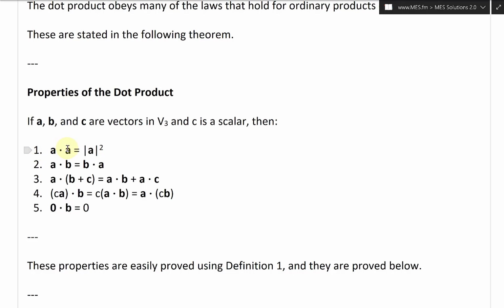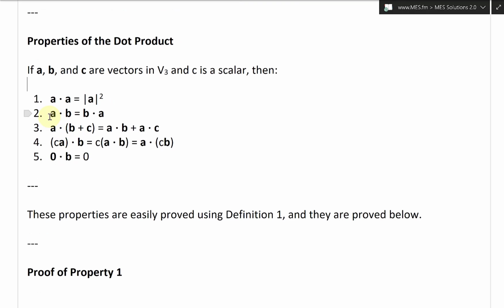Property 1: A dot A equals the length of A squared. So the length of vector A squared is equal to when you take A dot itself. Property 2: A dot B equals B dot A, so you can reverse the order, you could switch which one starts first. Property 3: A dot (B plus C) is equal to A dot B plus A dot C, so you can multiply this inside.